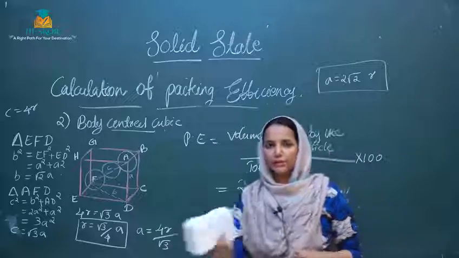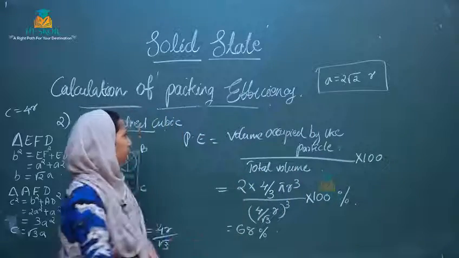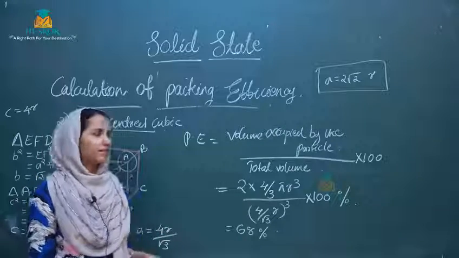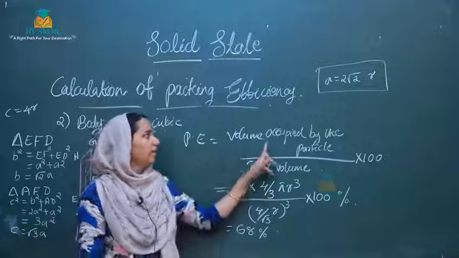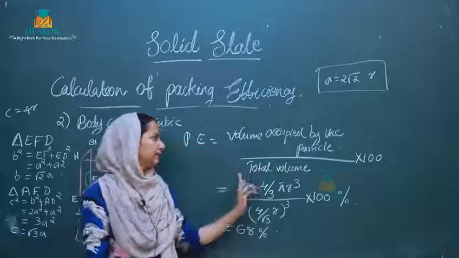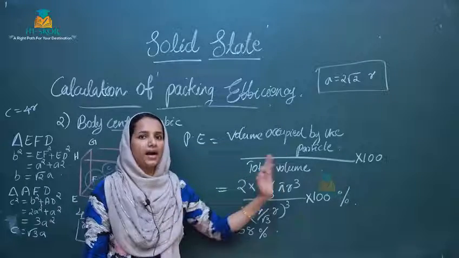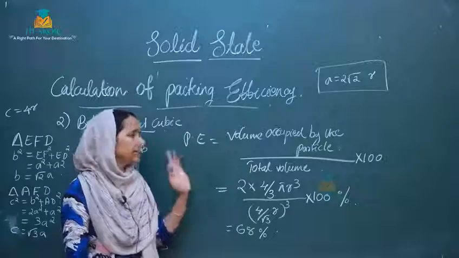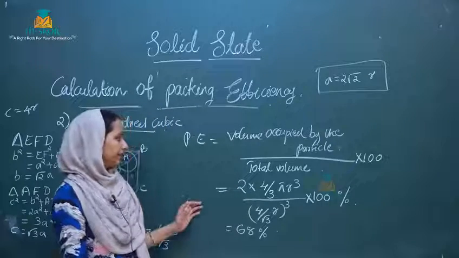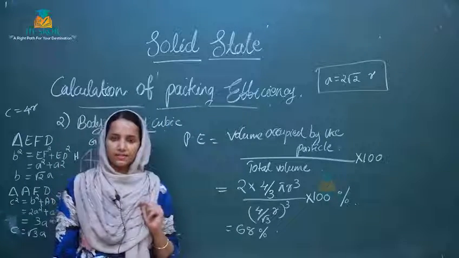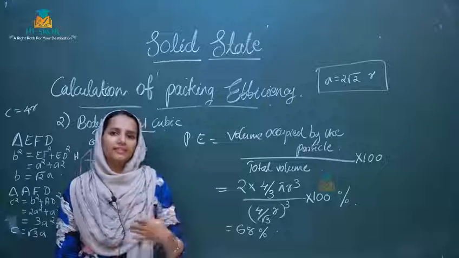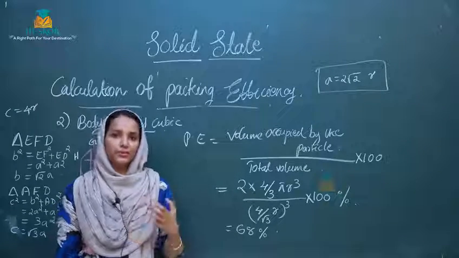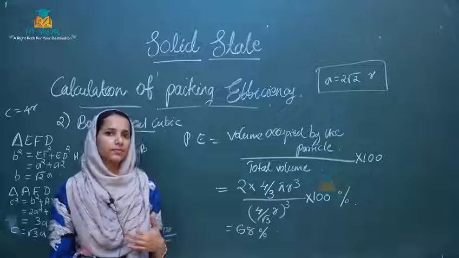Okay. So now we can go for the calculation of packing efficiency. Do you know the formula of packing efficiency? Yes, it is volume occupied by the particles divided by total volume into 100. That is the formula for calculating the percentage of packing efficiency. Here we have the BCC structure. We already know that in BCC structure the number of particles per unit cell is 2.